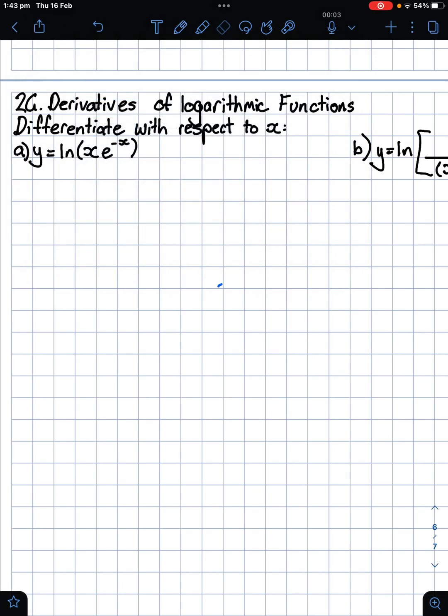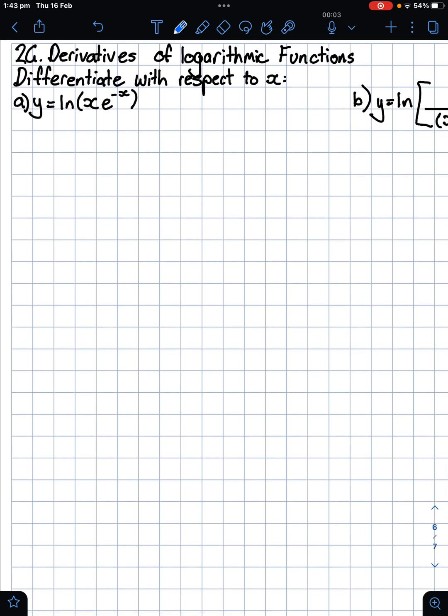All right, so just quickly going to talk about derivatives of logarithmic functions. This builds on what we've done previously. We've done a few log functions already, differentiating them. These ones here are ones where the log laws become really important.